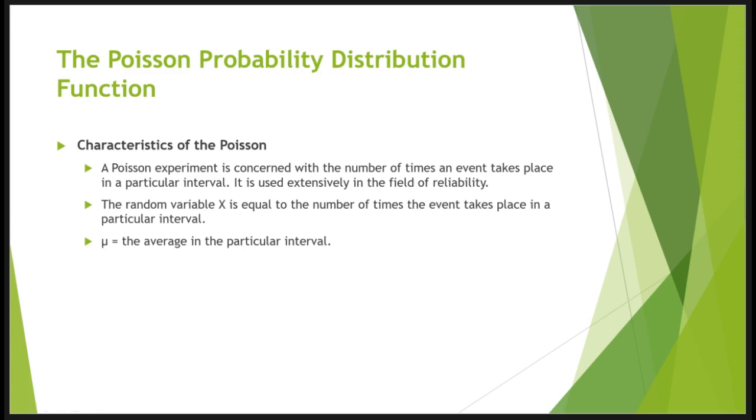Now we're going to talk about the Poisson probability distribution function. There are three main characteristics of a Poisson. It's an experiment that's concerned with the number of times an event takes place in a particular interval, so you use it extensively in the field of reliability. The random variable x is equal to the number of times that the event takes place in a particular interval, and mu is the average in the particular interval.